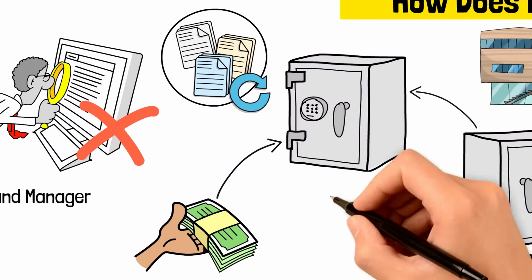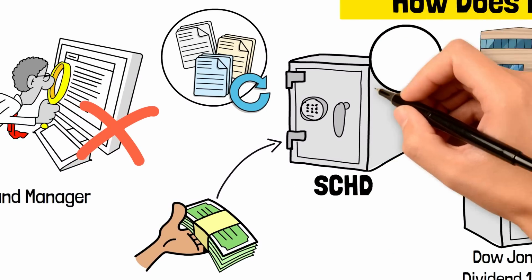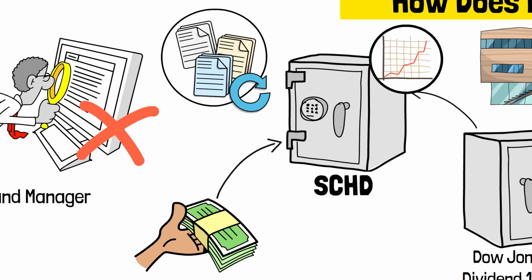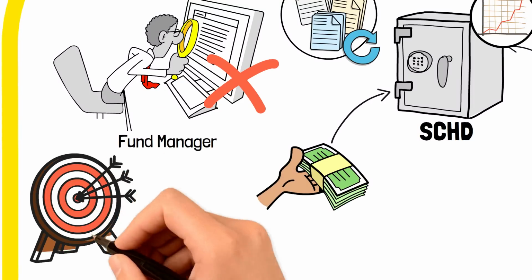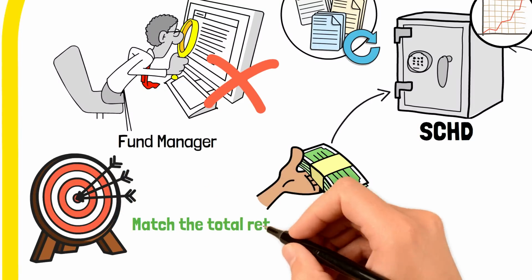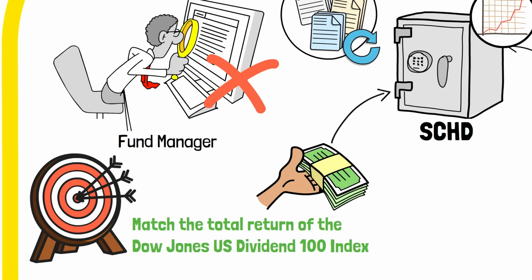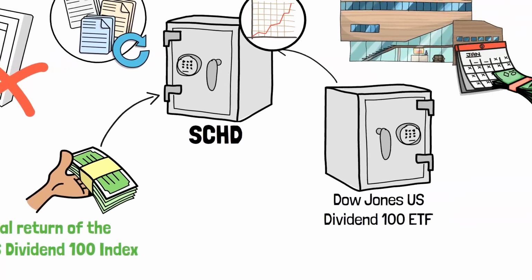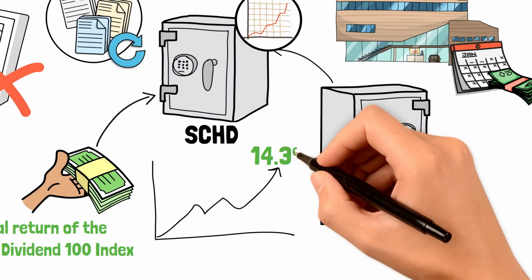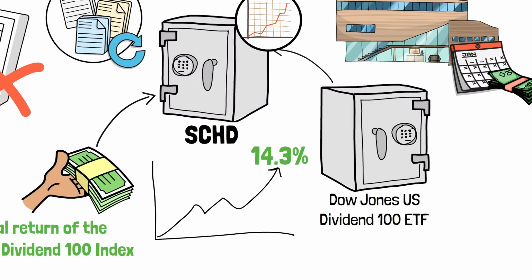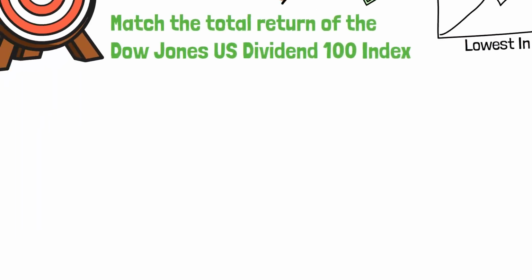Over the past 5 years, SCHD hasn't performed as well as the S&P 500, especially after the pandemic, but this could be an opportunity to get in at a good price. The goal of the fund is to match the total return of the Dow Jones US Dividend 100 Index, and it doesn't charge much in fees. In fact, recently SCHD has bounced back impressively, gaining 14.3% since hitting a low in October last year and reaching its peak by today's pricing.